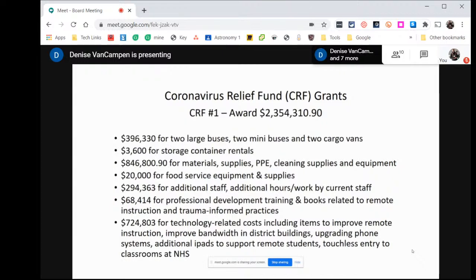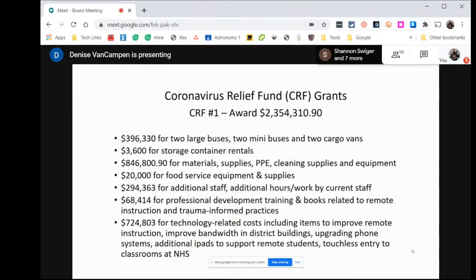We have $294,000 charged for additional staff, additional work hours by current staff. Let's see, I think we had teachers move, all of the moves that they had to make, those reimbursements are in here. The remote staff we had to hire, the additional staff for splitting classrooms and maintaining the right ratios in the classrooms.